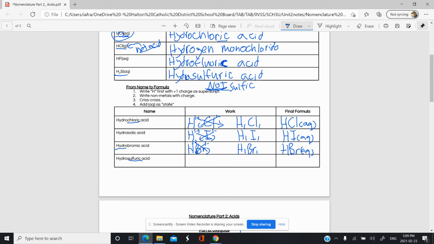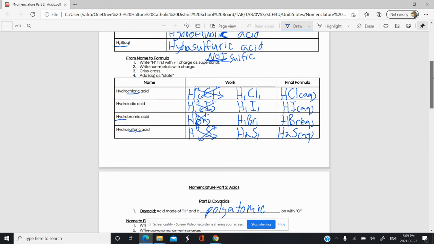Hydrosulfuric acid. So we have H 1 plus, S 2 minus, crisscross that, and we get H2S1. We don't need the 1 there, and we clean it up, so H2S AQ. And that's how you would write formulas for binary acids.